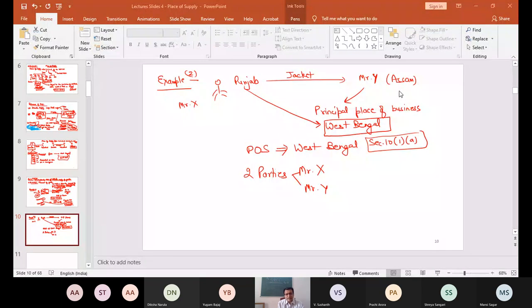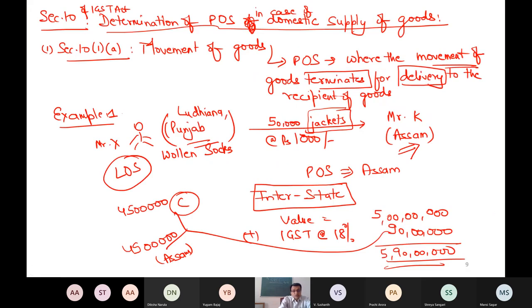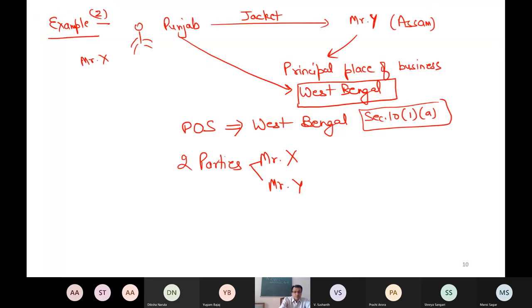Very good. Now next is a little bit technical but very interesting. Before showing the next one, let me tell you when I can use or when I have to use the next point, next clause 10(1)(b).